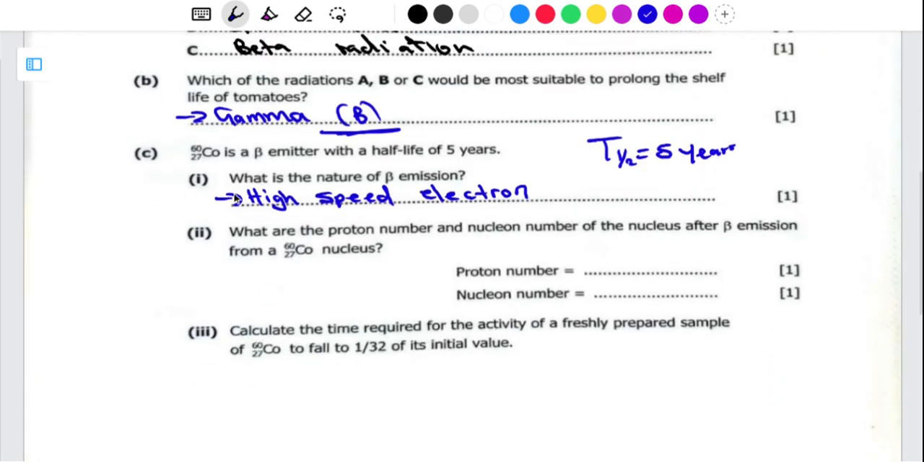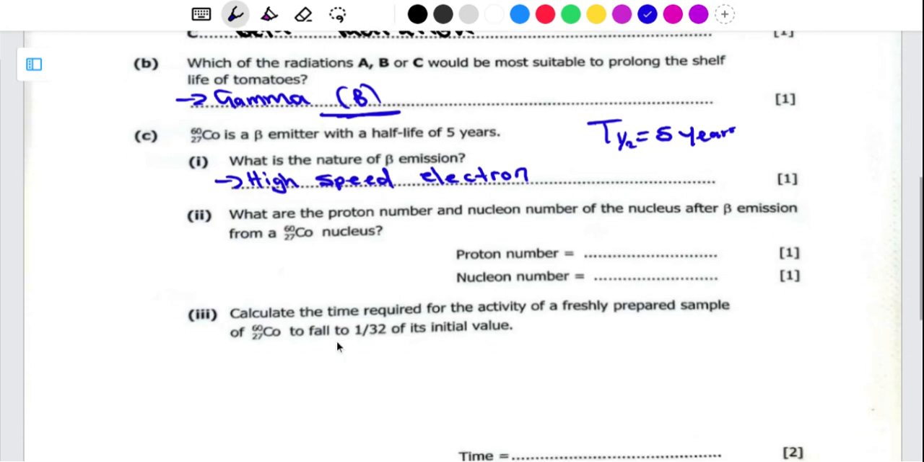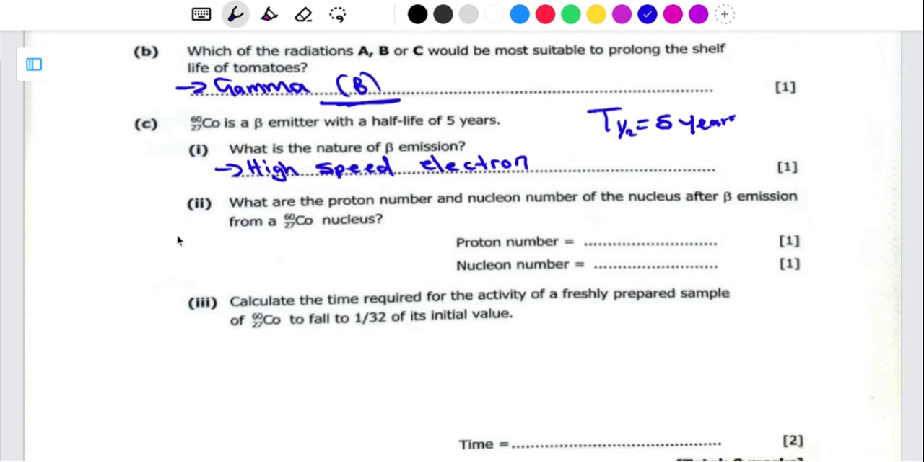Roman numeral 2. What are the proton number and the nucleon number of the nucleus after beta emission from cobalt 60 nucleus? So let me just write something here. For beta emission, if we have X here, it has a mass number. It also has the proton number. If it emits a beta particle, let's say it produces Y.